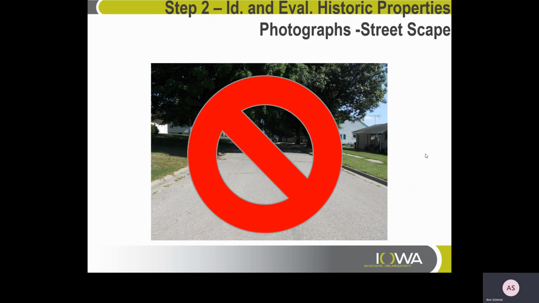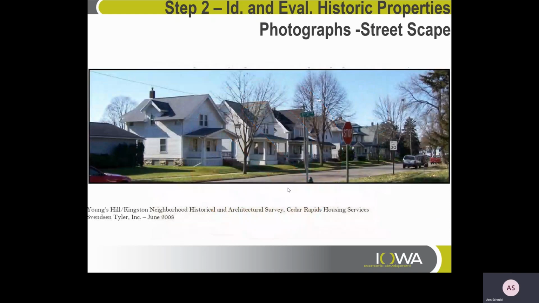So don't provide pictures of streets, but a better example is a picture of a streetscape where I can see the neighboring properties. I can see what is across the street from or surrounding, and obviously this streetscape shows high integrity for a potential historic district.